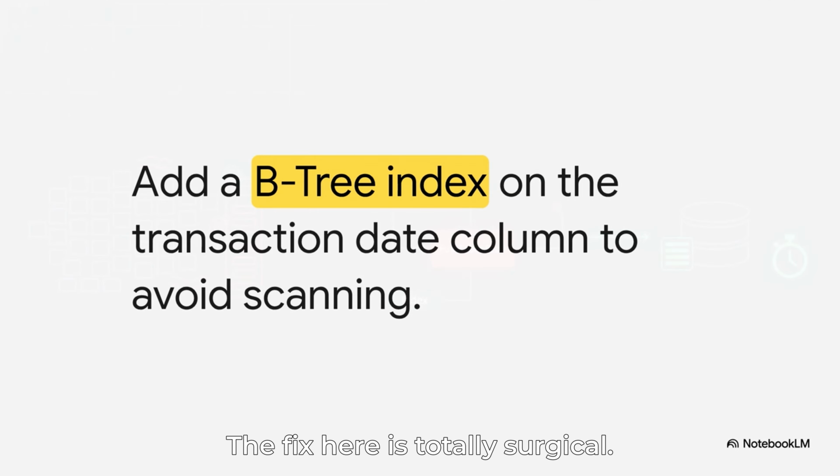The fix here is totally surgical. We aren't rewriting the whole application, we're just giving the database a map. We run a simple command, CREATE INDEX idx_date ON payments for that transaction_date column. This creates a B-tree index, which is your default everyday index type. Think of it like a quick reference catalog at the back of a book. Instead of scanning every single page, the database engine can now just jump exactly to the dates it needs.